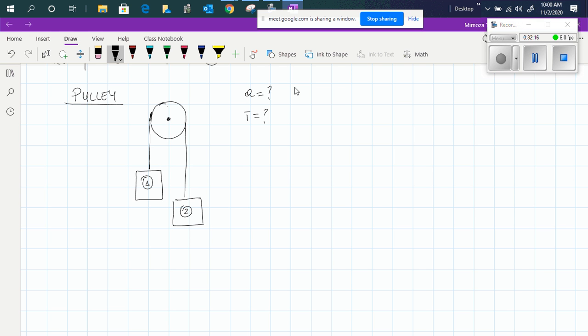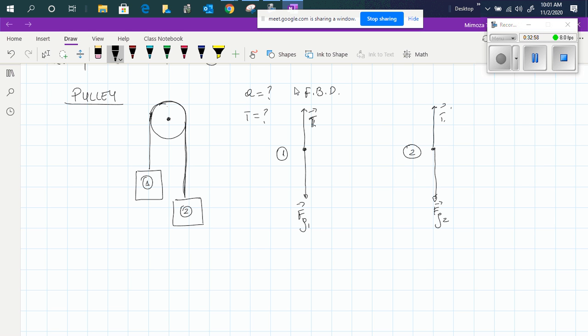As we said even before, since it is one string that is going around the pulley, the tension will be the same. So this being the situational diagram, the free body diagram for each of those objects will be something like this. For the first one, we'll have force of gravity 1 and tension. And for the second object, we will have force of gravity 2 and tension.